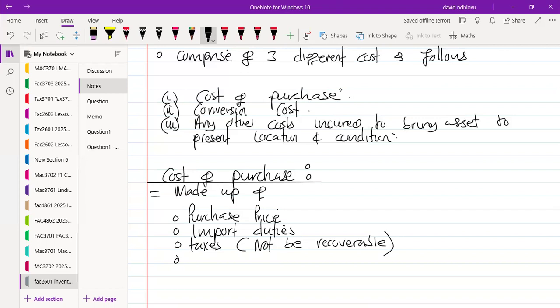Then we always exclude, or we deduct, let me use the word deduct, or less discounts received and similar rebates. So if you want to calculate the cost of purchased inventory, these are the things that you should take into account for the purpose of determining the cost of purchase.